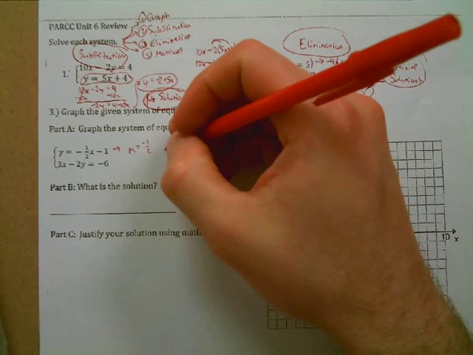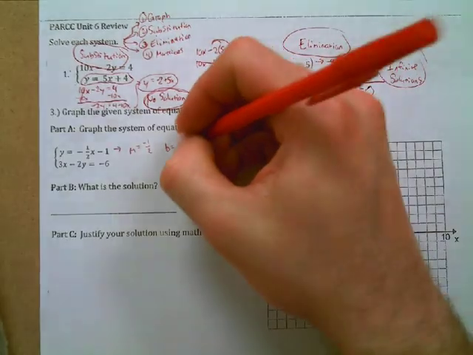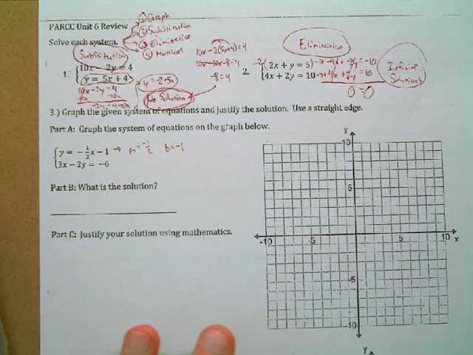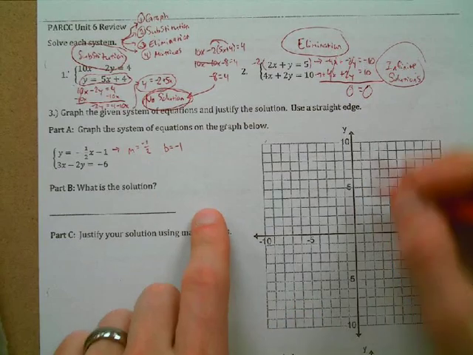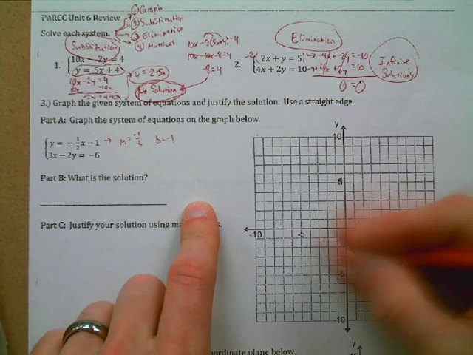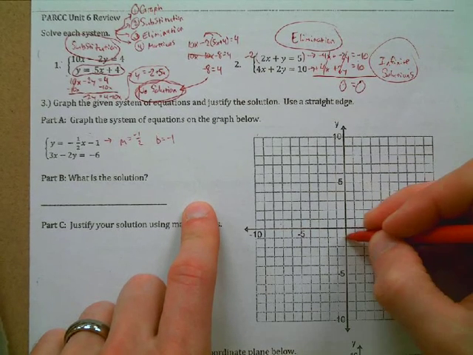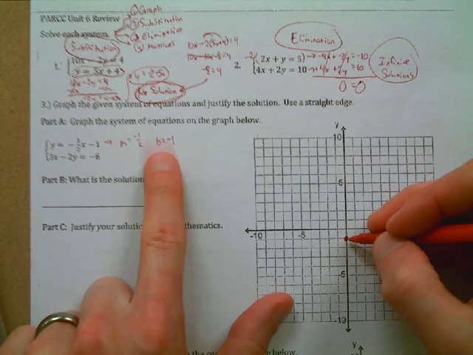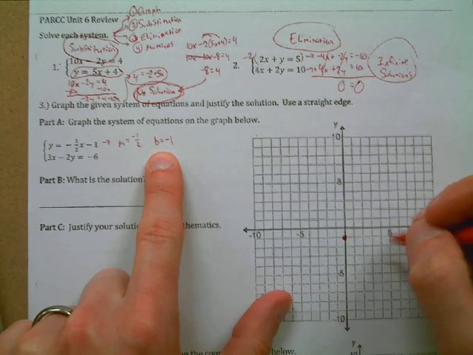Negative 1. Yeah, be careful. B is negative 1 there. So let's go ahead and graph that line. Where do I start on my coordinate plane here? -1 on the y-axis. Please make sure, folks, you do it on the y-axis. Okay, -1 on the y-axis.